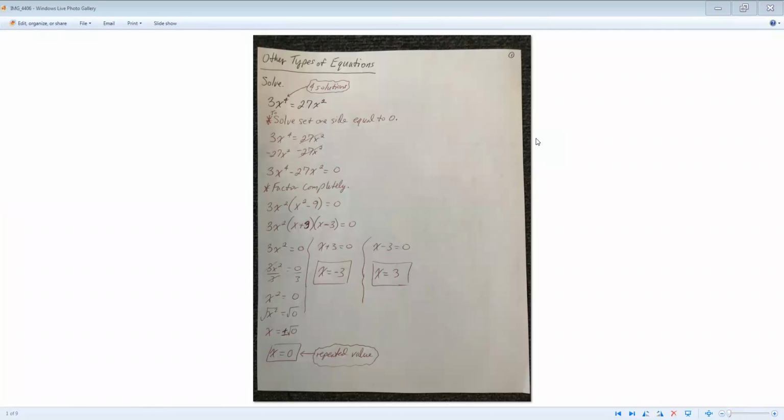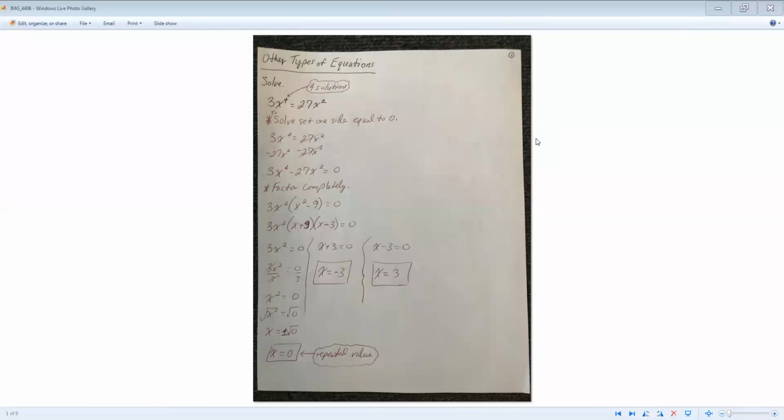This video is on solving other types of equations. Here in our first example, we have 3x to the fourth equal to 27x squared. So to solve, we're going to set one side equal to 0. So we'll subtract 27x squared from both sides of our equation. That'll give us 3x to the fourth minus 27x squared equal to 0.